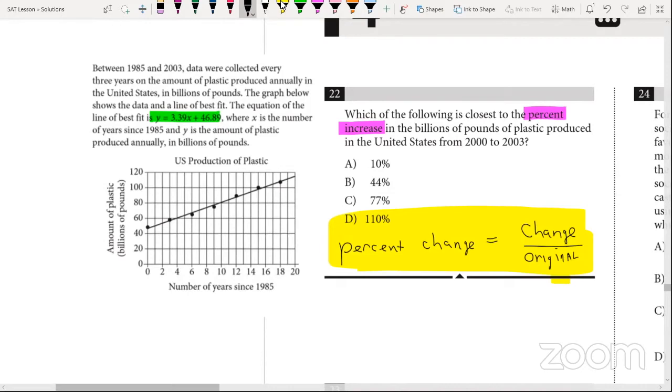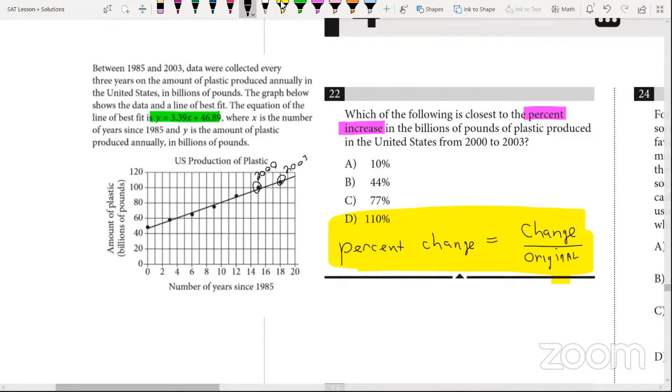So 2000 is 15 years after 1985. So that's the year 2000 right there. And 2003 is 18 years after 1985. So 2003 minus 1985 is 18. So this is the year 2003 right here.